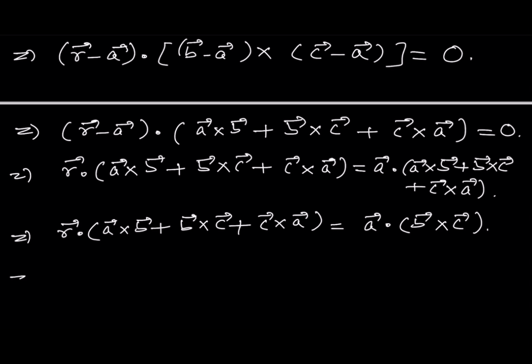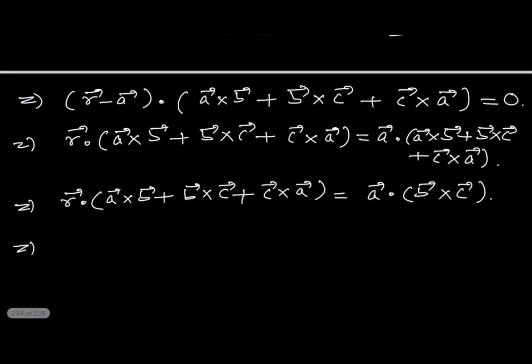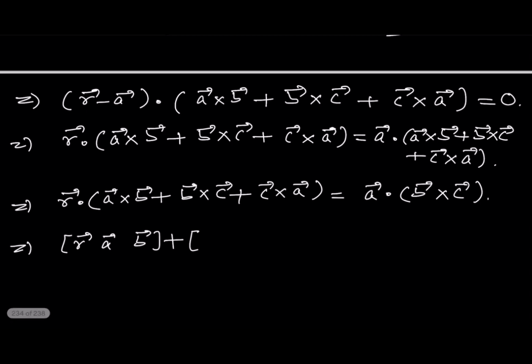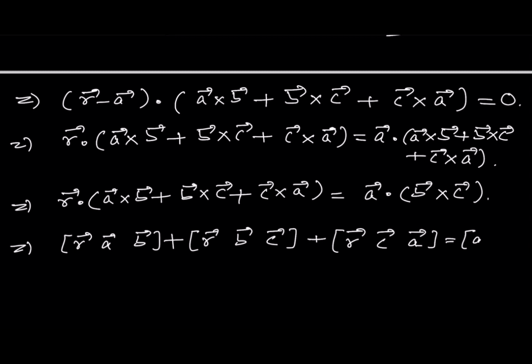And I can also write it as R dot A cross B is box RAB, plus R dot B cross C is box RBC, plus R dot C cross A is box RCA, which is equal to box of ABC. In the RHS it will become box of ABC. Okay, fine. So this is the vector equation.